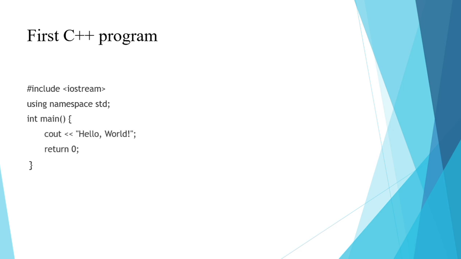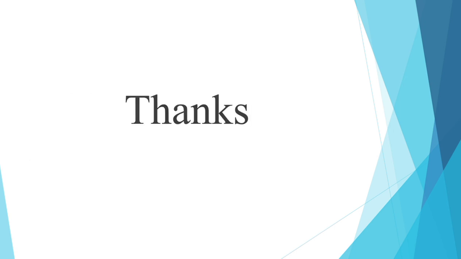int main, the entry point of the program where execution begins. cout << "Hello World". The cout object is used to print the message to the console. The insertion operator sends the string Hello World to cout for output. return 0, returns an integer value of 0 to the operating system to signal that the program has ended successfully.